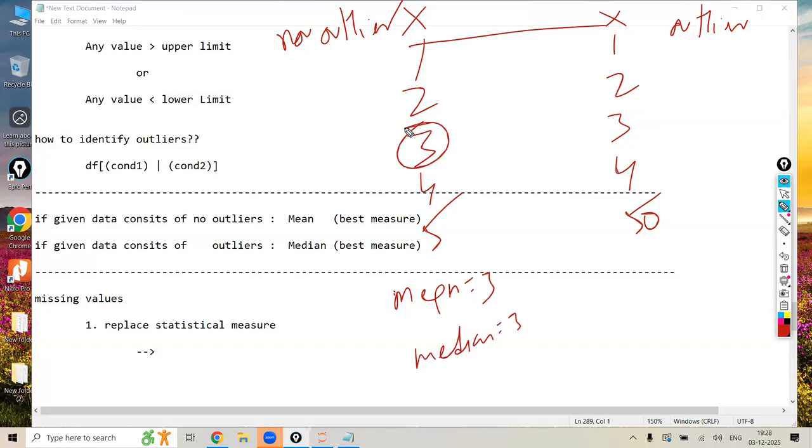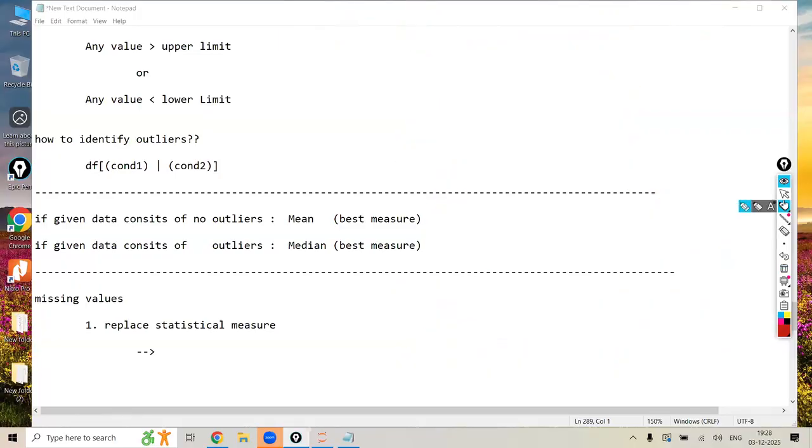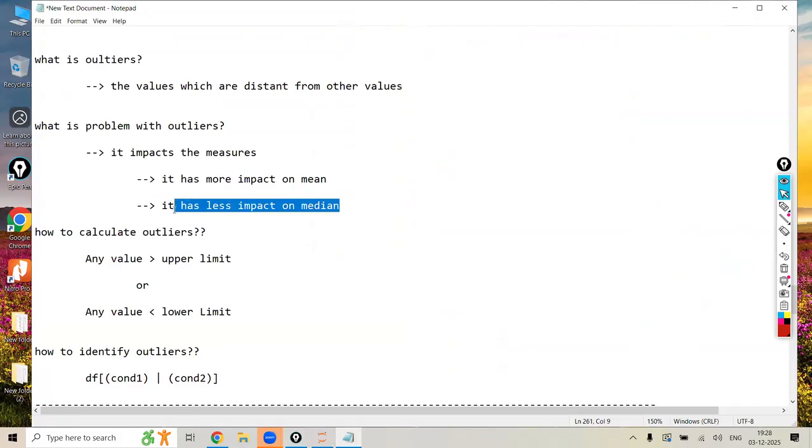For a data with outlier, what is the mean value miss? I got the mean value as 12. Median value is 3. Means, are you going to conclude that median value will not change? No, I'm saying less impact. I didn't tell that no change is there in the median. What I've written? Less impact on the median. Comparatively less impact on the median. I didn't tell that there will be no impact, because in some other data points, if you consider, there might be impact.